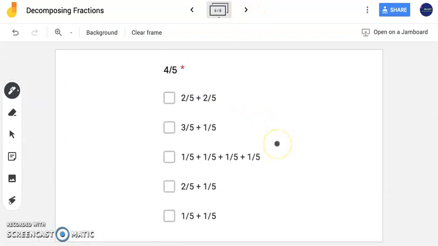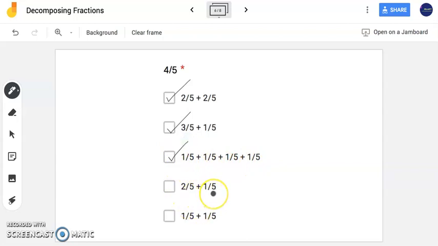Now we're going to do the same thing again. I notice there's boxes, so that means we're going to have more than one solution. Here we have 2/5 plus 2/5, which in fact is 4/5, and that's what we're looking for. 3/5 plus 1/5 is 4/5. That's exactly what we're looking for. 1/5 plus 1/5 plus 1/5 plus 1/5 is 4/5.